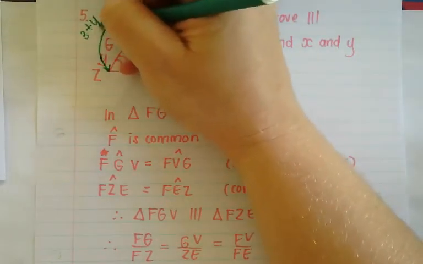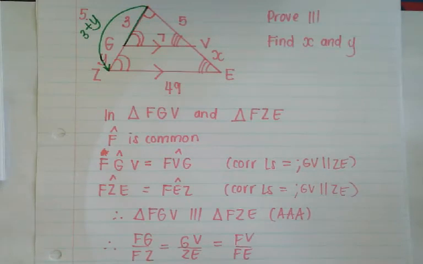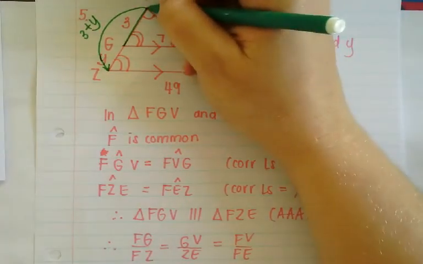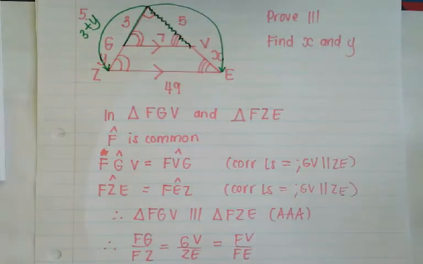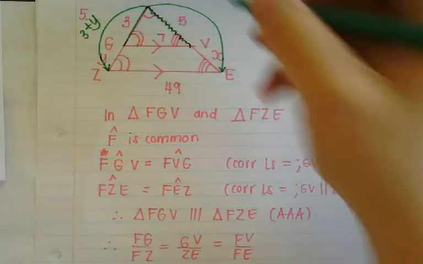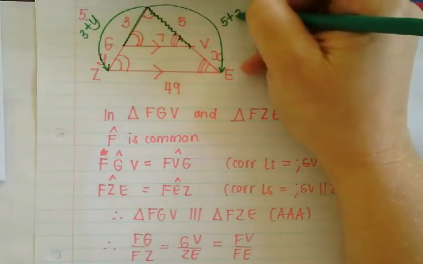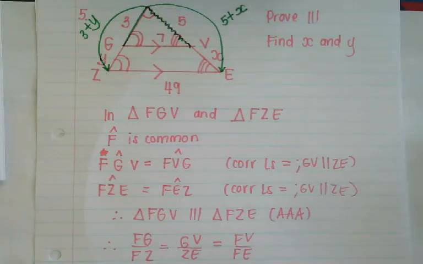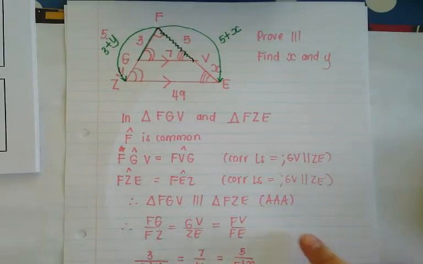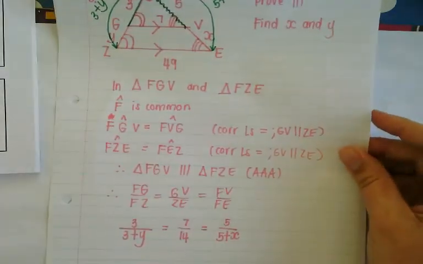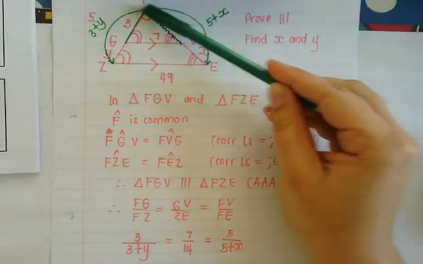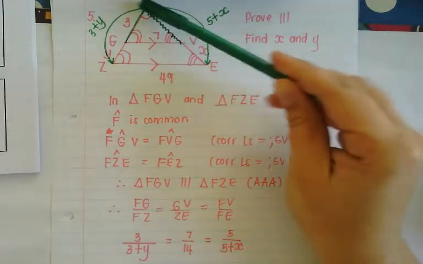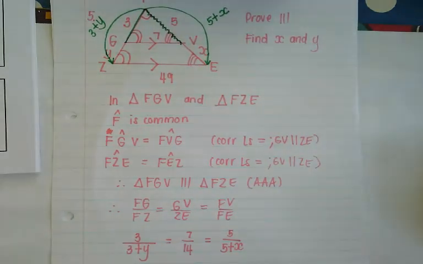Nice, Alex. And then we also know that FV is part of it, which is 5. But we also have FE, which would be what? 5 plus x. And that is exactly what we are going to substitute into our fractions at the bottom. I know it's a bit small, but some of you are still writing. So I would say 3 over 3 plus y, and 5 over 5 plus x. And then obviously our 7 over 49.